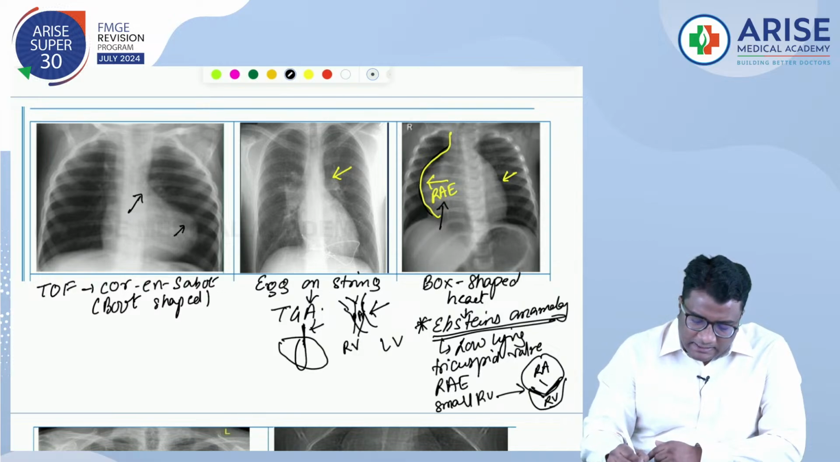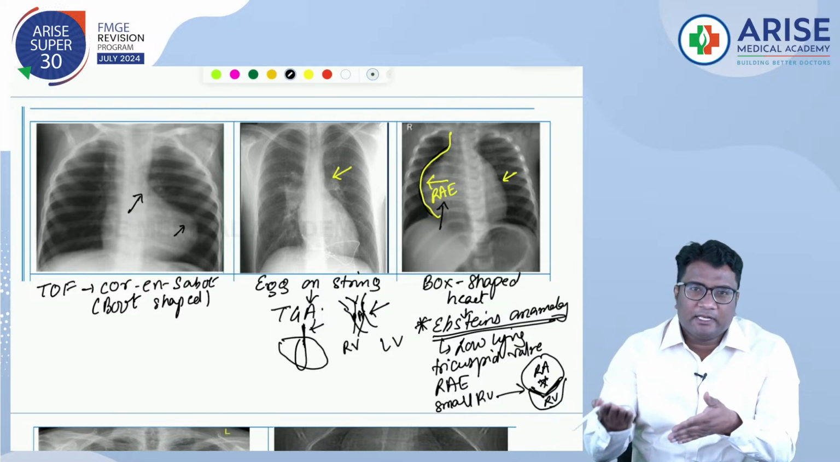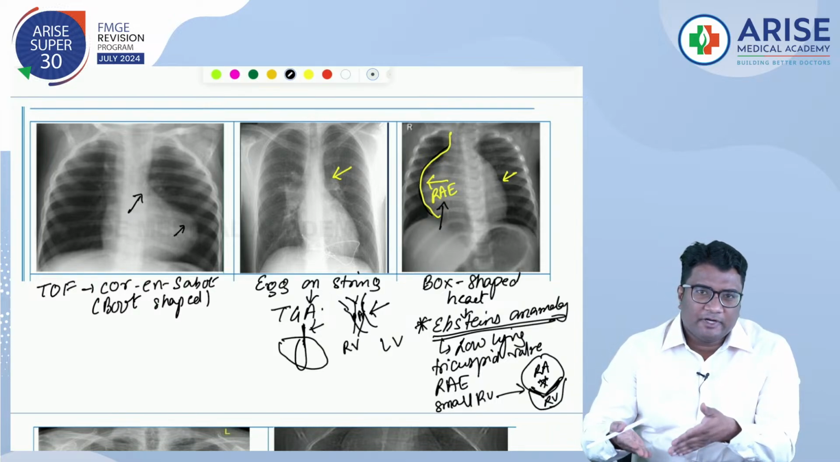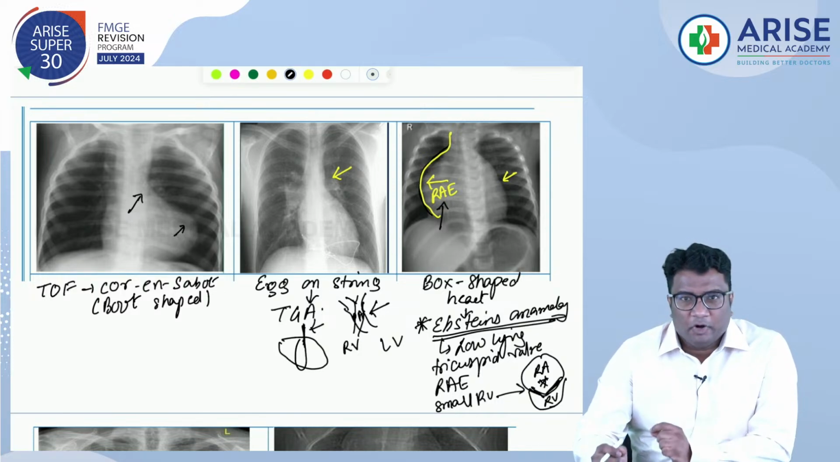There is atrialization of the ventricle. Because of the low-lying tricuspid valve, part of the ventricle becomes atria. This is box-shaped heart, right? Epstein's anomaly, atrialization of the right ventricle.